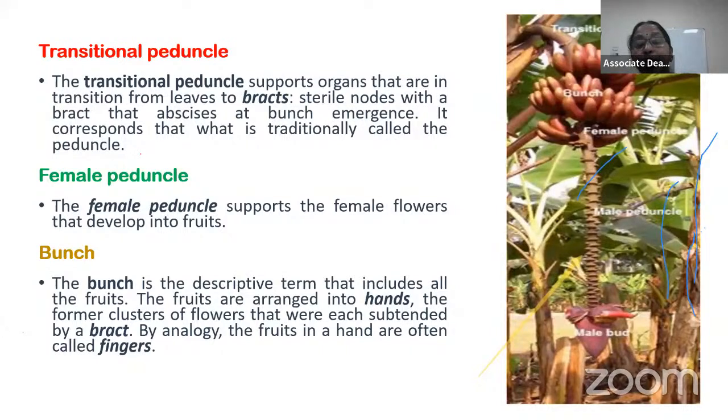And generally the bunch means the entire portion, starting from this peduncle portion to the end of the bud. It is generally a descriptive term, including all these fruits. The fruits are arranged into hands, the former clusters of flowers that were each subtended by a bract. So the fruits in a hand are often called the fingers. These are all the various botanical terms used in banana morphology.